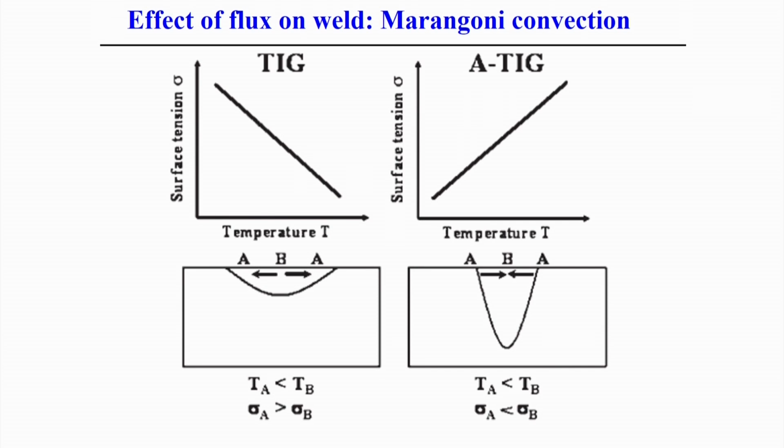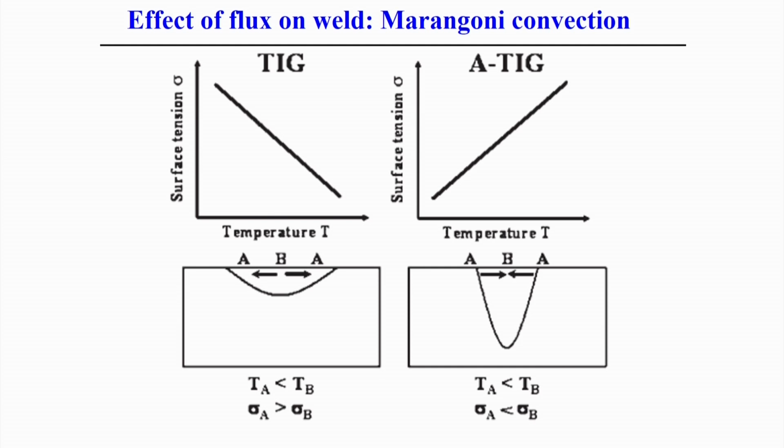We have done some experiments also, and we can see that in the case of laser welding, the surface active elements are actually present within the material itself. Now, there is another way also, in the case of TIG welding, by modifying the TIG welding process, that is called the activated TIG welding process, or activated tungsten inert gas welding process.